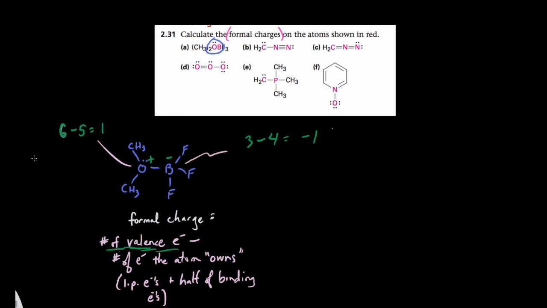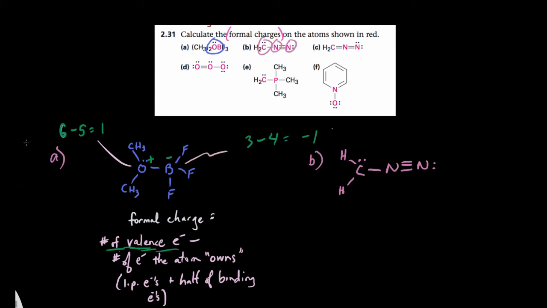So this was A. Let's look at B here. H2C, and again, it helps to write out all of the bonds so you can easily tell how many bonds there are when you're counting the number of electrons an atom owns. In this case, we're looking at these 3 atoms, the carbon and the 2 nitrogens here.